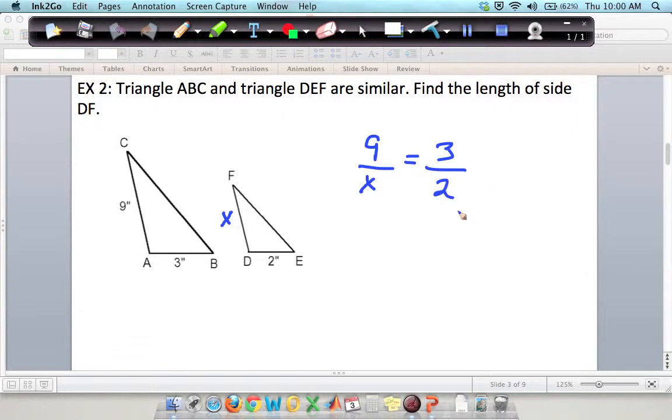I'm going to go ahead and cross multiply: 3 times x, bring down the equal sign, 9 times 2, which is 18. And this one, you don't even need your calculator. Divide both sides by 3, and you get x is 6 inches. So side DF is 6 inches.